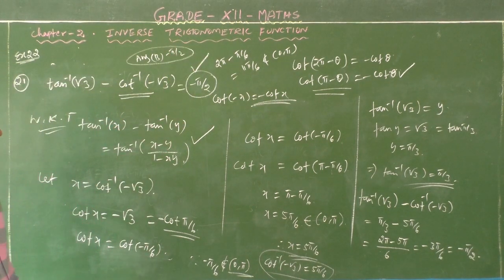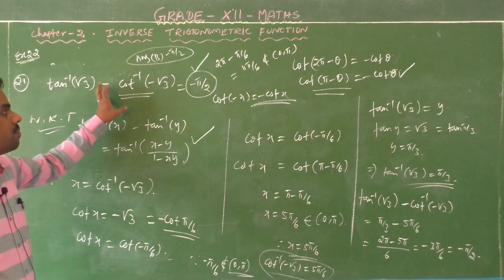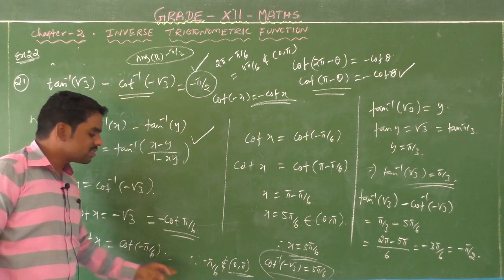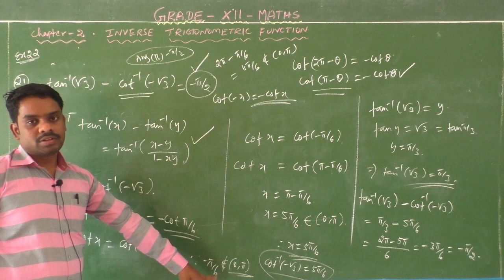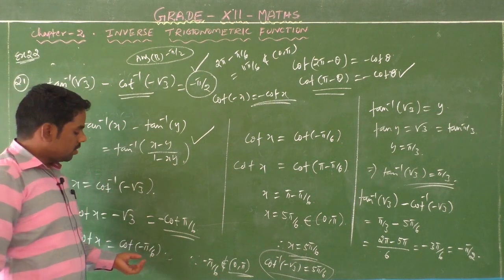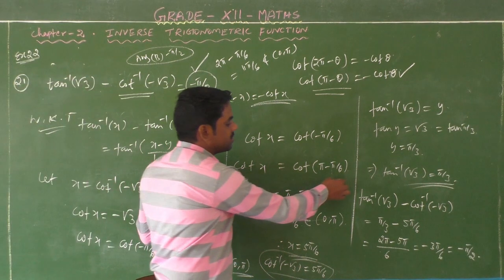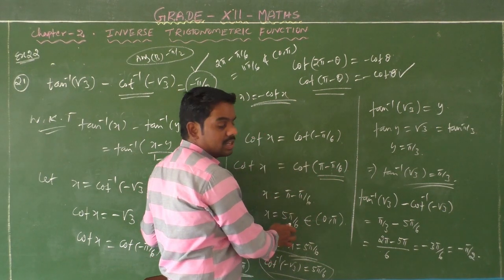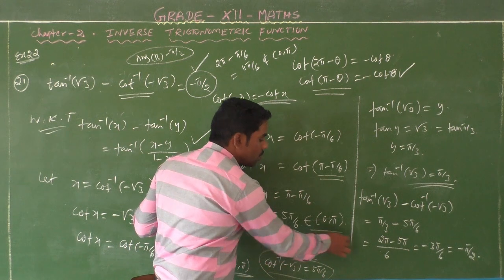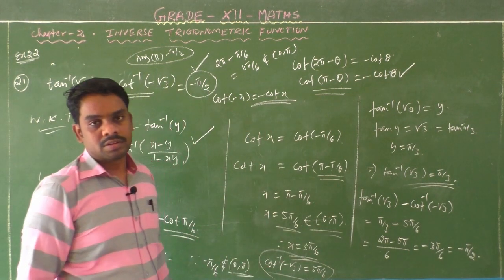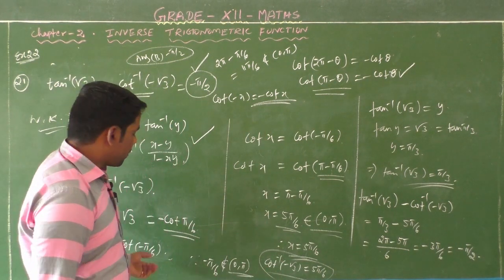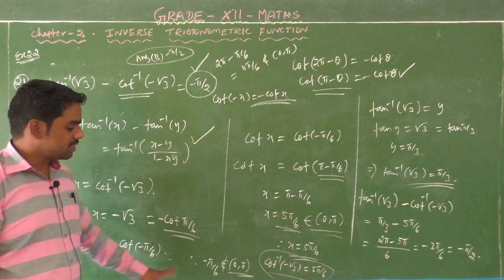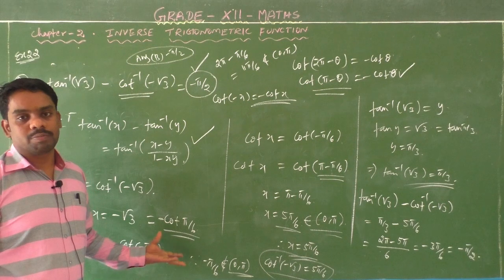First you find the cot inverse of minus root 3 value. Listen carefully: minus pi by 6 does not belong to 0, pi, so change minus pi by 6 into the pi minus theta form. Pi minus pi by 6 is equal to 5 pi by 6. This value belongs to 0, pi. If you use minus pi by 6, it will be a wrong answer, since minus pi by 6 is not in the interval.